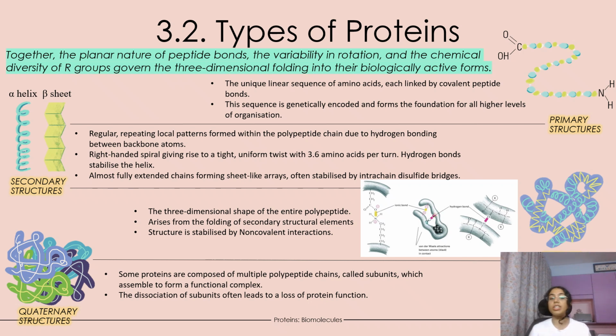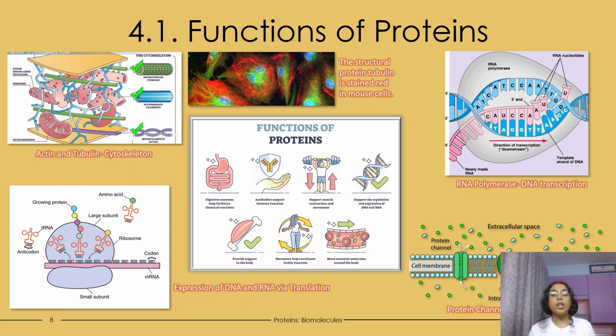The dissociation of subunits often leads to a loss of protein function. Example includes hemoglobin, which is made up of two alpha and two beta subunits. Functions of proteins. Proteins are critical to every physiological process in the body. A deficiency or excess can lead to serious health complications.